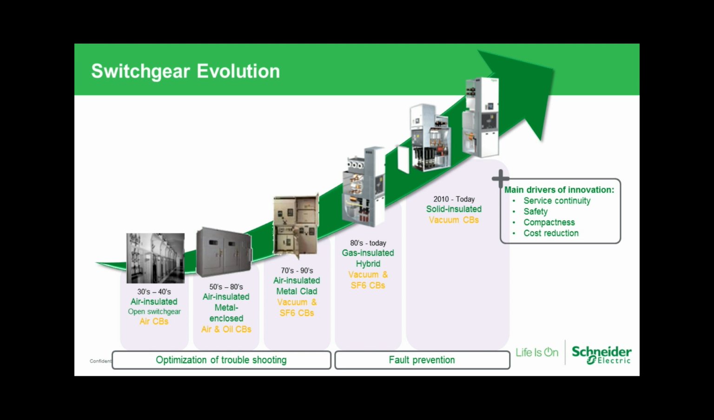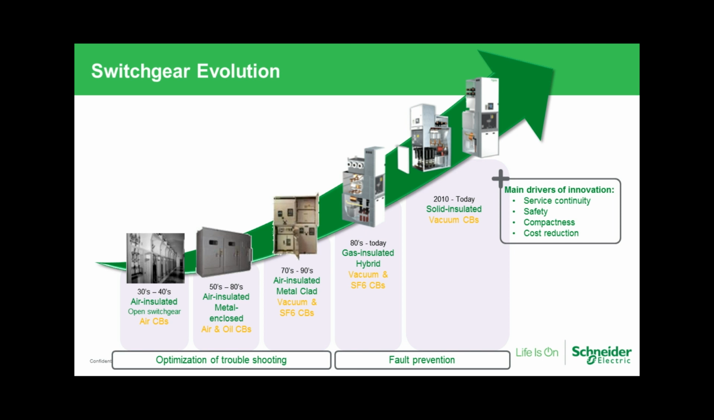So just some information on the switchgear evolution. In the 1930s through the 1940s, we started off with air-insulated type of switchgear. That was the picture that I showed before with the open switchgear. Those were air type circuit breakers. With the need for more protection, it was noted that people were becoming injured. They were having more incidents occur within their facilities. So the need to have metal partitions or metal barriers built around the switchgear occurred.